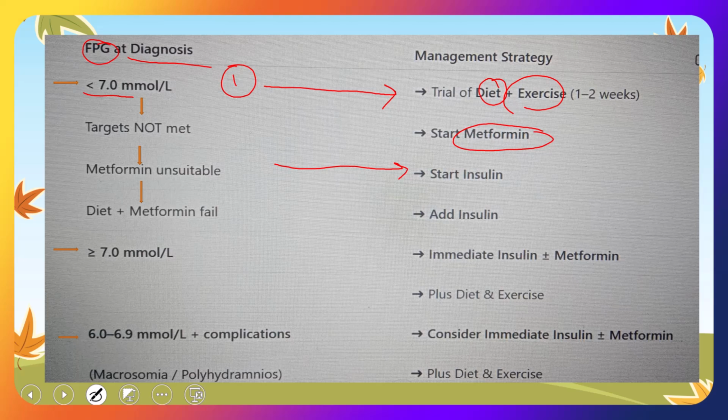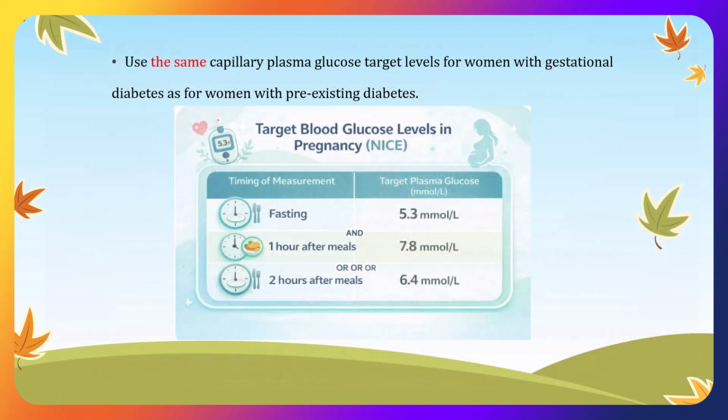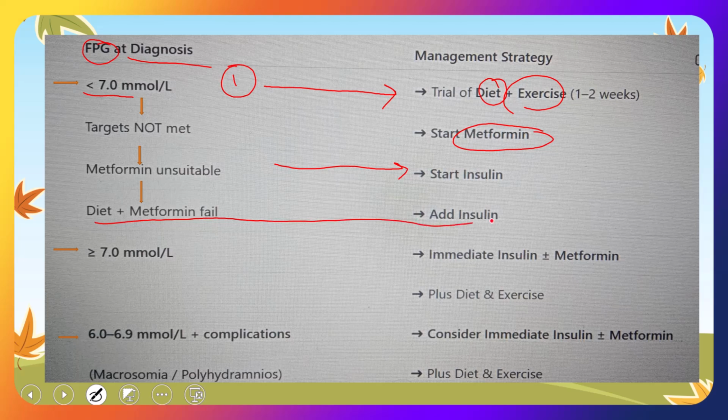That is, at the end, if diet and exercise alone are not working, and metformin addition is also not working, we are offering insulin as well. So at the end, all three measurements are added together. So please remember this as the first case: if fasting plasma glucose is less than 7.0 millimole per liter.